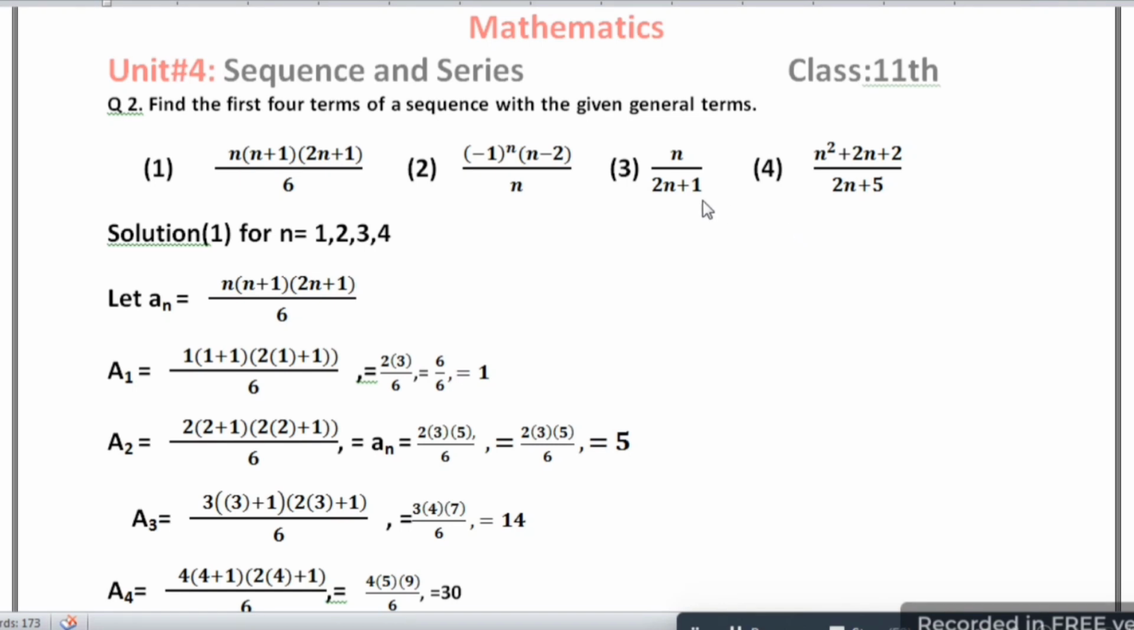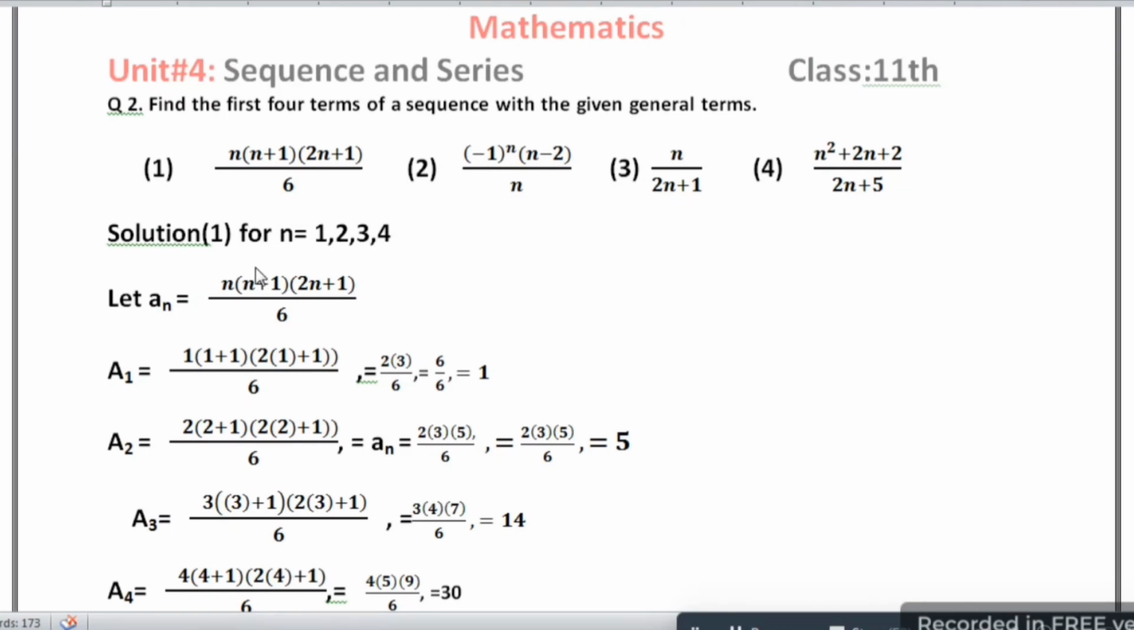In this lecture, I will solve exercise number 4.1, question number 2. Find the first four terms of a sequence with the given general terms. Part number 1, n into n plus 1 into 2n plus 1 divided by 6. Part number 2, minus 1 whole power n into n minus 2 divided by n. Then part number 3, n divided by 2n plus 1. Part number 4, n square plus 2n plus 2 divided by 2n plus 5.